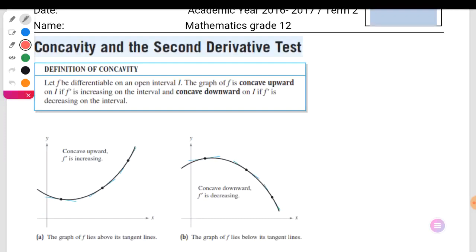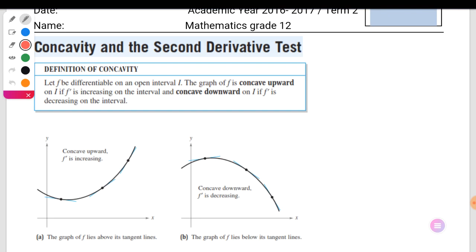Let f be differentiable on an open interval I. The graph of f is concave upward on I if the first derivative is increasing on the interval. If the first derivative is increasing, the function is concave upward. And the function is concave downward on this open interval if the first derivative is decreasing on this interval.